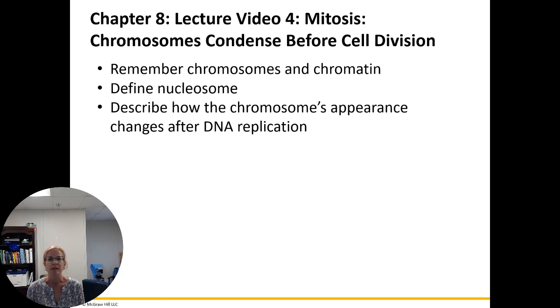In this video, we are going to be looking at chromosomes and the fact that chromosomes have to condense before cell division can occur. So first we will remember what chromosomes are, and we'll look at defining chromatin. We will define nucleosome, and finally we will describe how the chromosome's appearance changes after DNA replication.